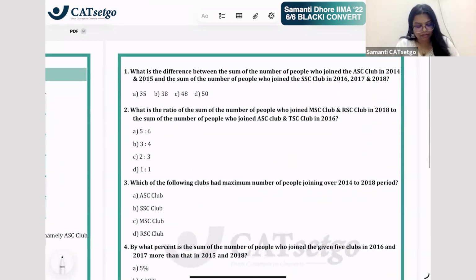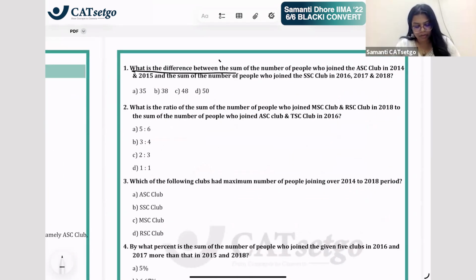So you are asked what is the difference between the sum of the number of people who joined the ASC club in 2014 and 2015 and the sum of the number of people who joined SSC club in 2016, 17, 18. Tell me the answer. You have screenshotted the table. Tell me the answer accordingly. What is the difference between the sum of number of people who joined ASC club in 2014, 2015, and the sum of people who joined in SSC club in this?